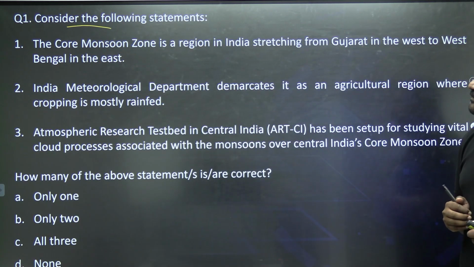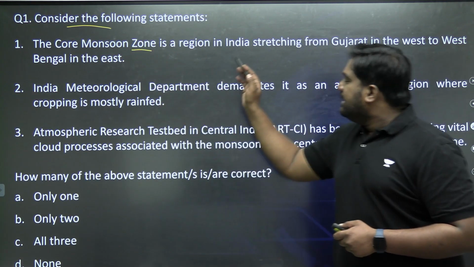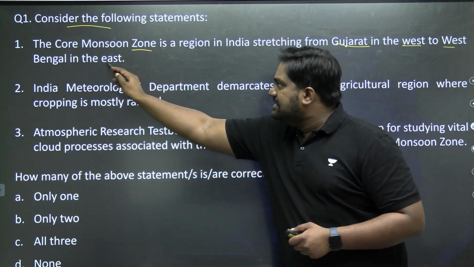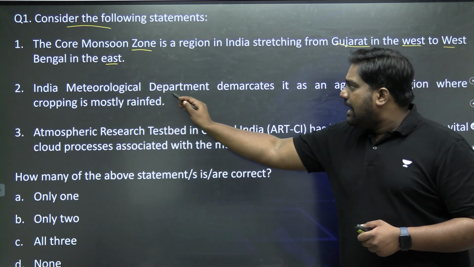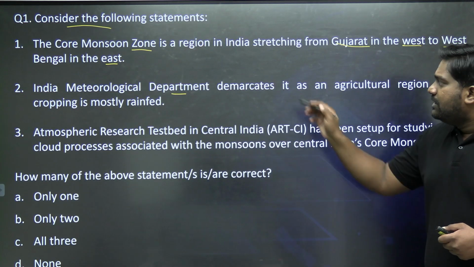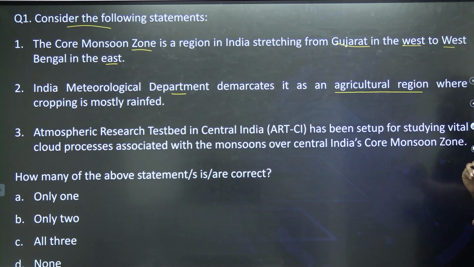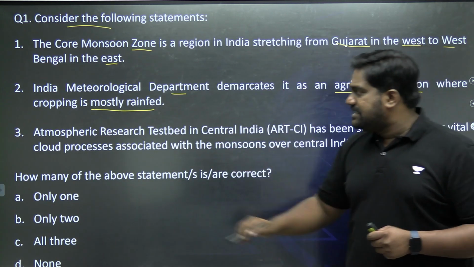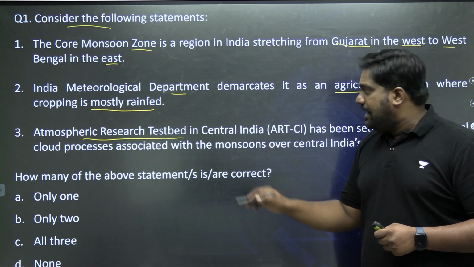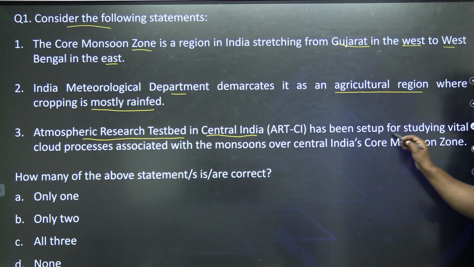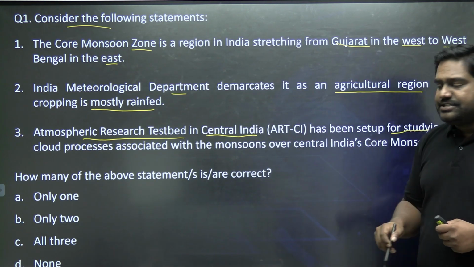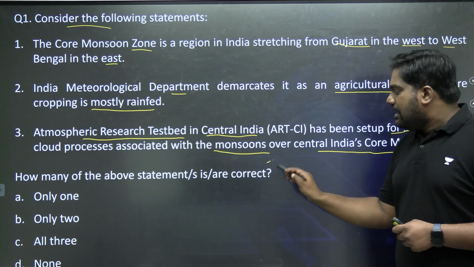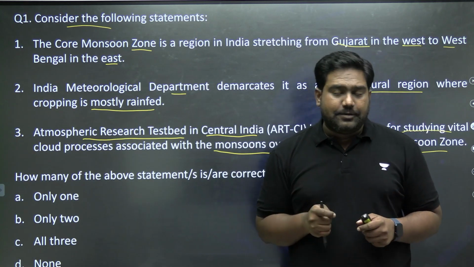Consider the following statements. The core monsoon zone is a region in India stretching from Gujarat in the west to West Bengal in the east. Second statement says IMD, or India Meteorological Department, demarcates it as an agricultural region where cropping is mostly rain-fed. And the last statement says atmospheric research test bed in central India has been set up for studying vital cloud processes associated with the monsoons over central India's core monsoon zone. How many of the above statements is or are correct?